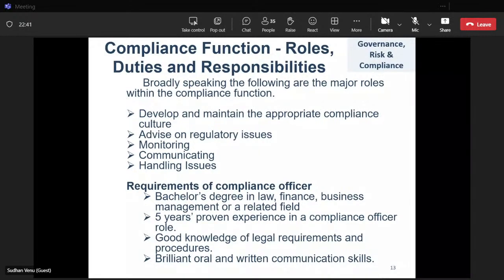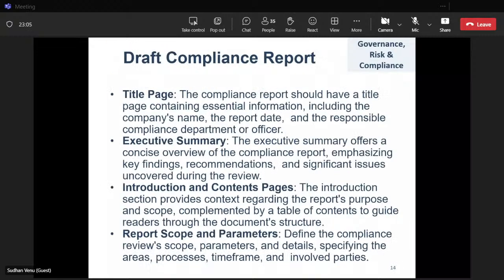And the basic requirement of the complaints officer is a bachelor's degree in law, finance, business management or a relevant field, and five years of proven experience in a complaints officer role. They should have good knowledge of legal requirements and procedures, and brilliant oral and written communication skills. These are the basic requirements for a complaints officer.